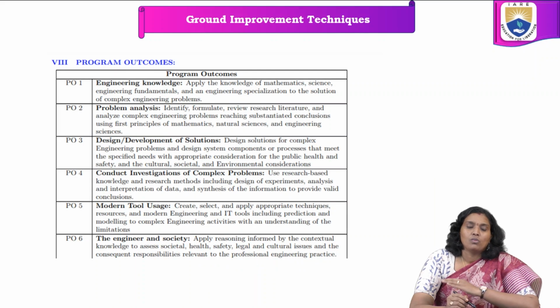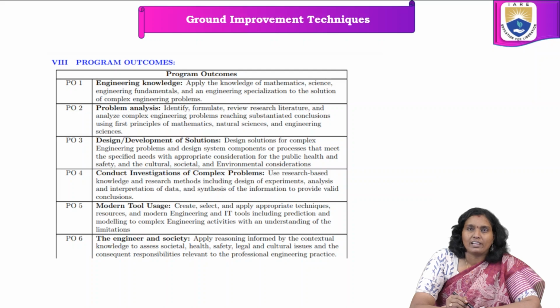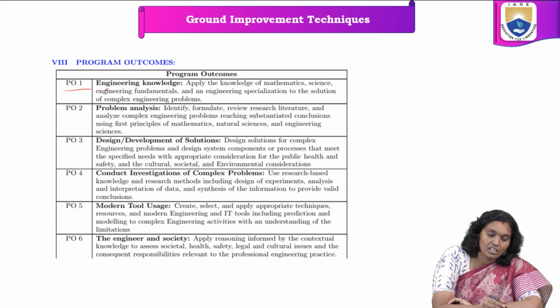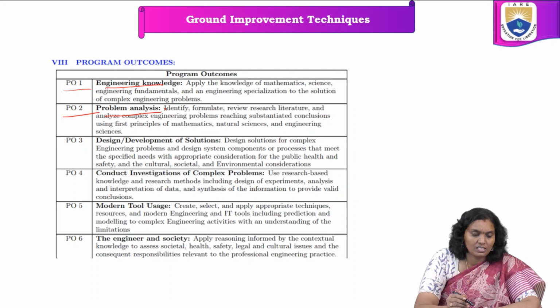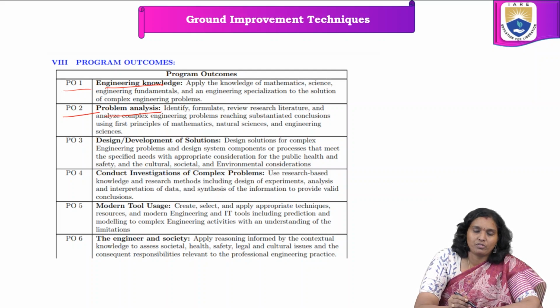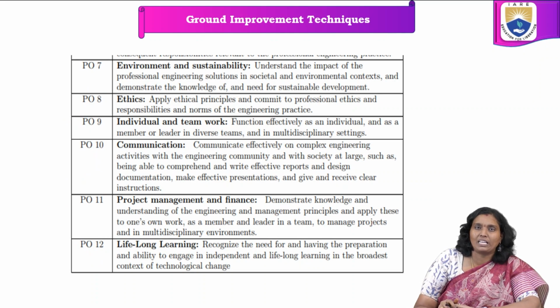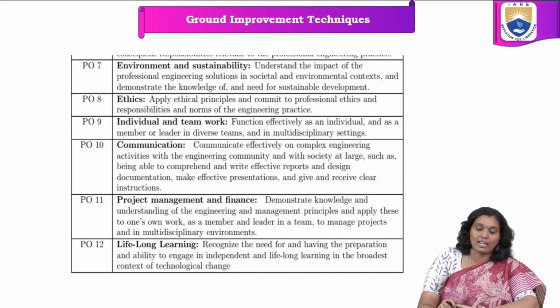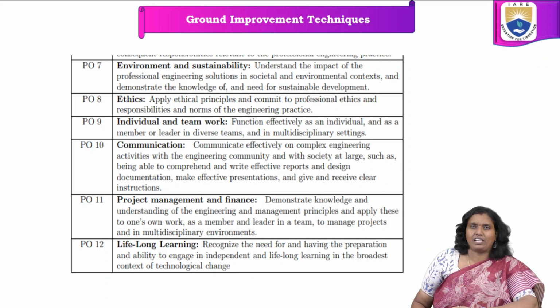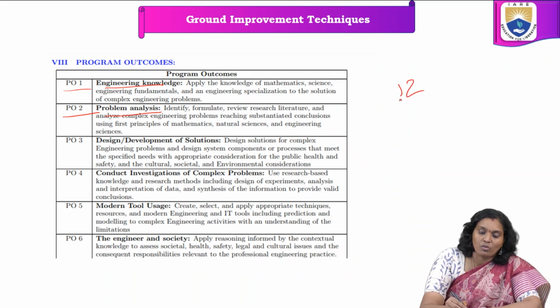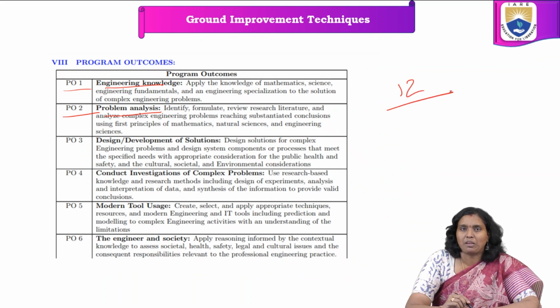In this, program outcomes are involved. Those are PO1 engineering knowledge, PO2 problem analysis, PO3 design and development of solutions, PO4 conduct investigation of complex problems, PO5 modern tool usage, PO6 the engineer and society, PO7 environment and sustainability, PO8 ethics, PO9 individual and teamwork, PO10 communication, PO11 project management and finance, PO12 lifelong learning. These are the 12 program outcomes. They are defined by the NBA.